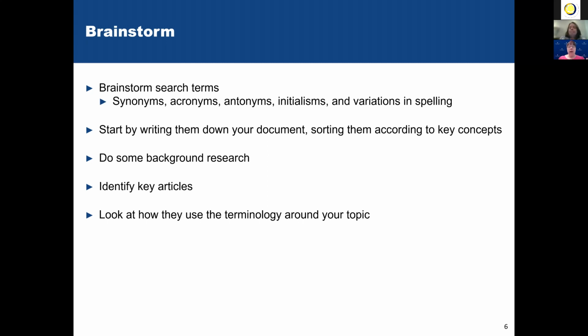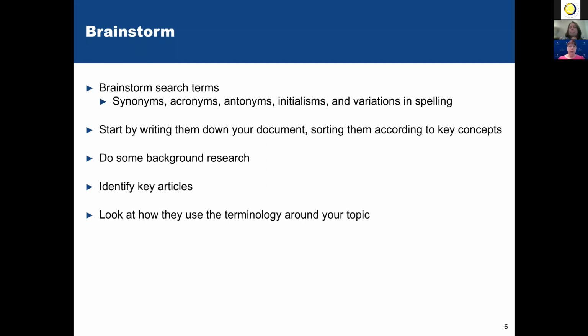Write them down in your document and sort them by key concepts. So you may want to have your document in columns. So search concept 1 and the concept from your search statement and your synonyms and such underneath. And then same for concept 2 and concept 3. And then just to start, now this isn't your final search, but just to start, use some of those concepts in a quick literature search.